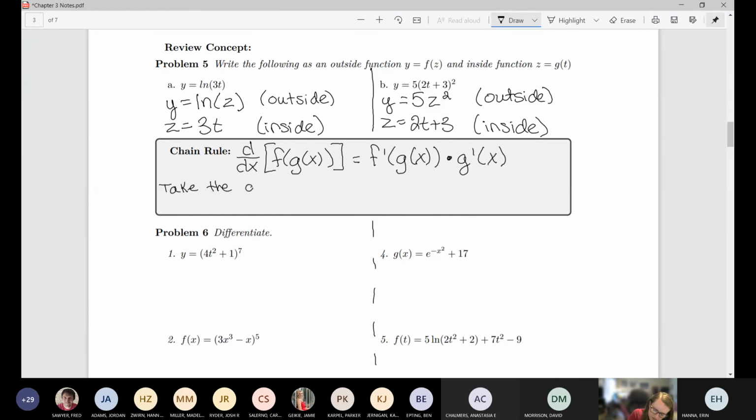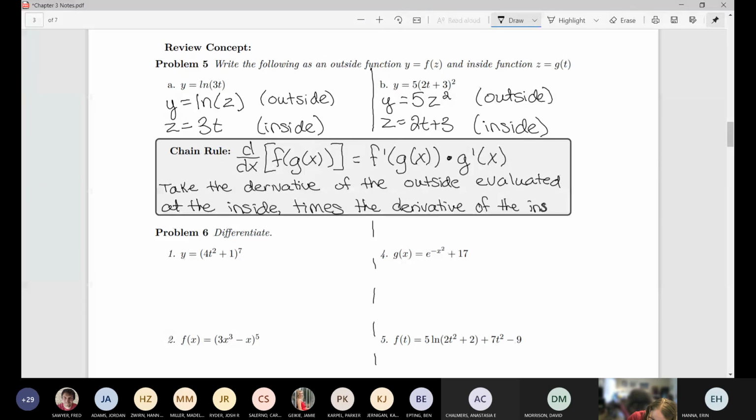take the derivative of the outside, evaluated at the inside, times the derivative of the inside.